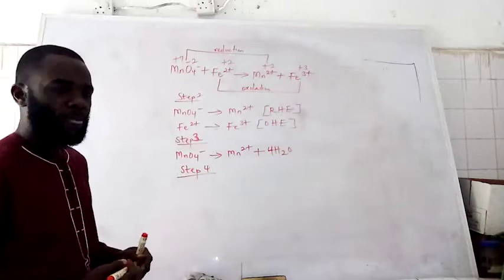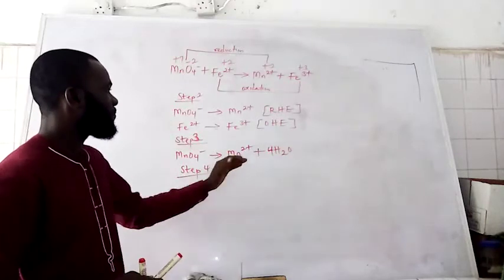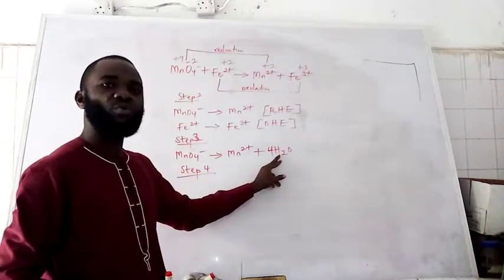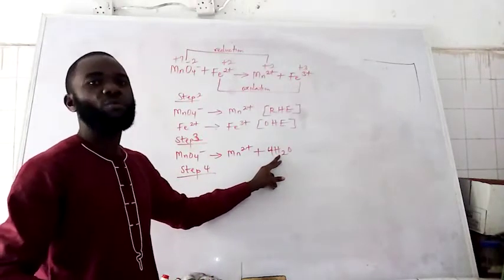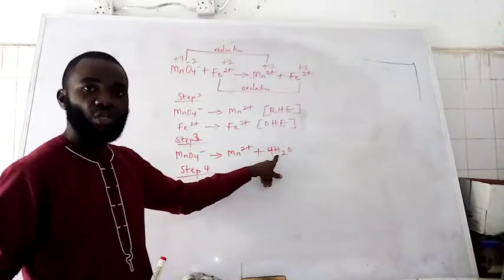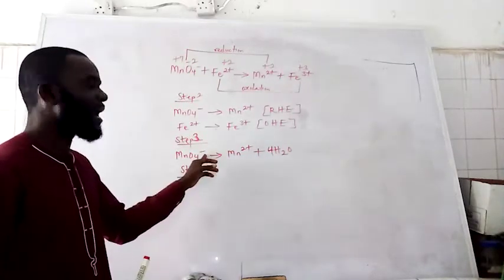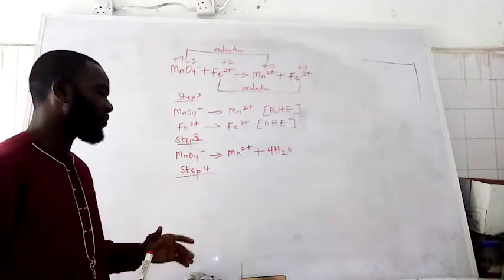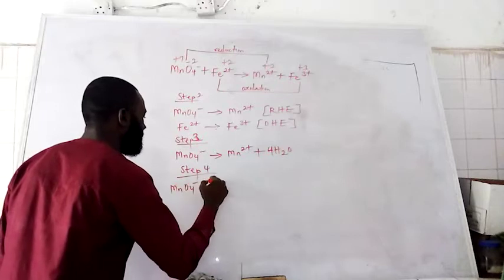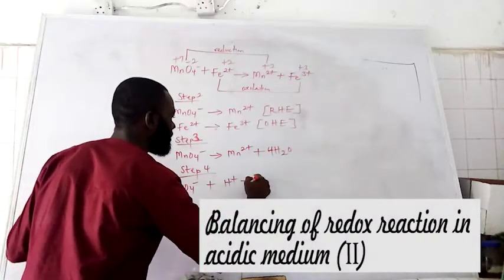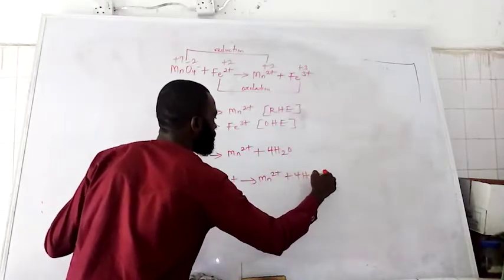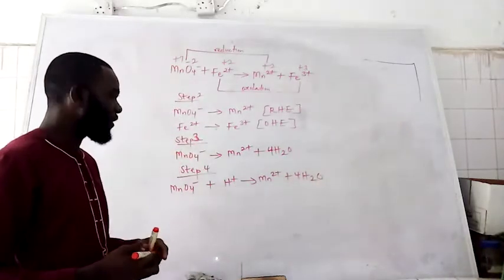For my step 4, what I will do is to look at this side, the left hand side. As a result of the addition of water molecule, I have a new atom, which is what? I have a new atom which is hydrogen. So for me to be able to balance that, I will add hydrogen ion on the left hand side, okay? So I have MnO4 minus plus hydrogen ion yielding Mn2 plus 4H2O. But this is not balanced, okay?